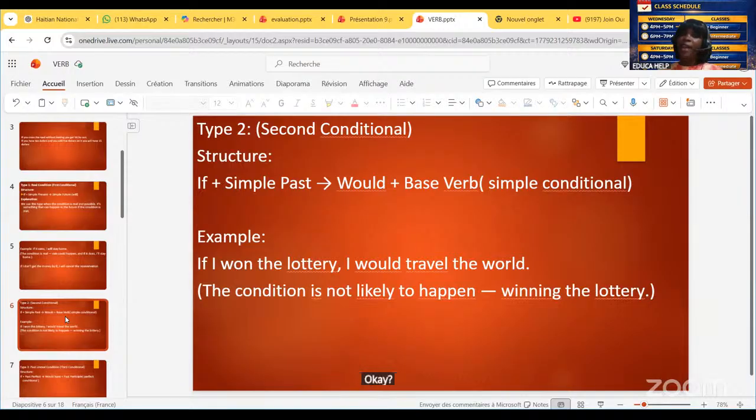For example, if I won the lottery, I would travel the world. The condition is not likely to happen, winning the lottery.